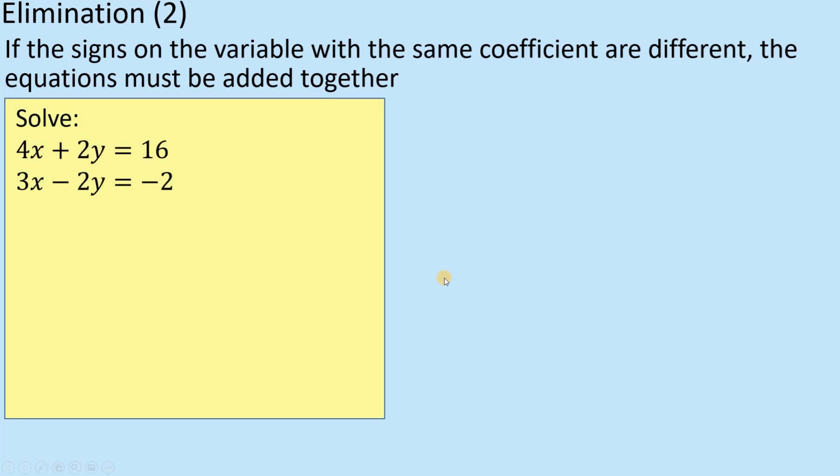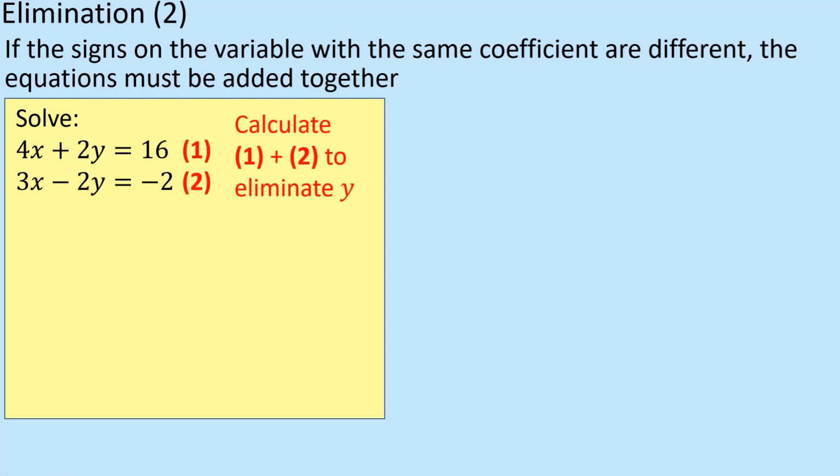All right, so it says at the top, if the signs of the variable with the same coefficient are different, i.e. one's plus and one's minus, then you can add the two equations together. So if I look at this example here, the plus 2y and minus 2y, well, when I add a 2y and a minus 2y, they're going to disappear. That's another trick to take on board: as long as the coefficients are the same numbers, if the signs are different, then I can add the two equations and that will eliminate them.